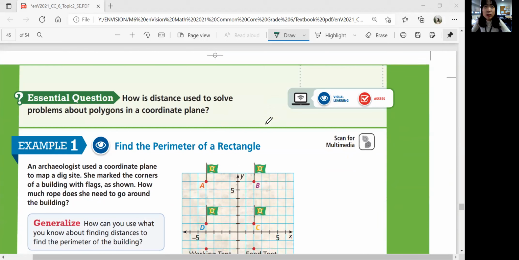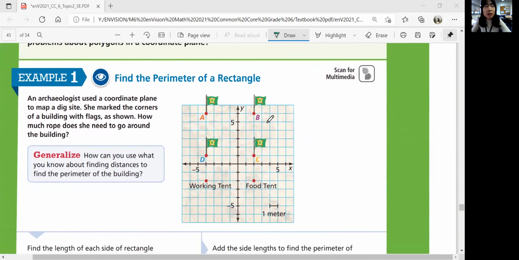Let's look at essential question. You're going to think about this question throughout the lesson. How is distance used to solve problems about polygons in a coordinate plane? Let's look at example 1. Find the perimeter of a rectangle. An archaeologist used a coordinate plane to map a dig site. She marked the corners of a building with flags as shown. How much rope does she need to go around the building, right?